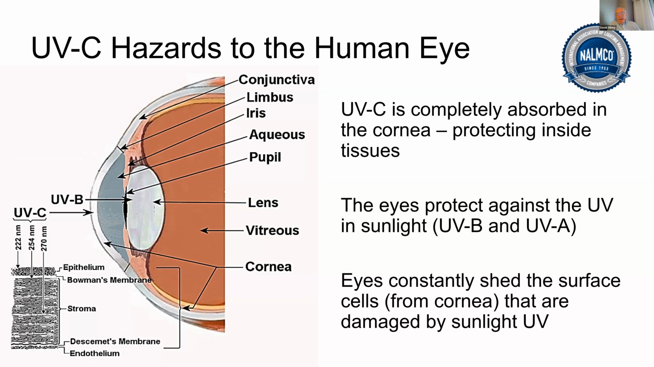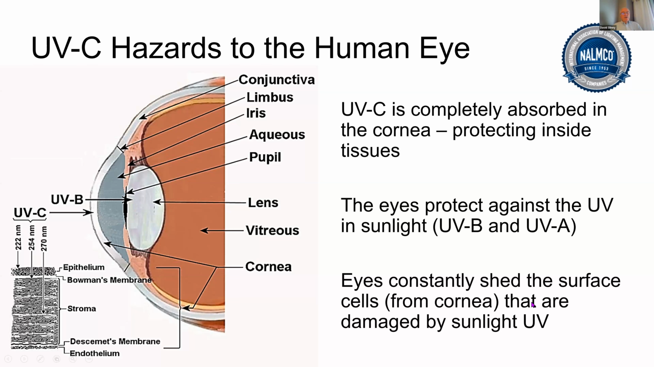And the eyes are protected from the UV in sunlight because of the orientation and the upper lid acting as a sunshade. And the eyes constantly shed the surface cells from the cornea that are damaged by sunlight UV. And there is a rapid turnover of those surface cells anyway. When you wake up in the morning and you wipe your eyes and you have that stuff, it's not sand from Mr. Sandman. It's actually dead cornea and conjunctiva cells that are sloughed off overnight in order to give you a very nice, clear vision and a transparent cornea in the morning.